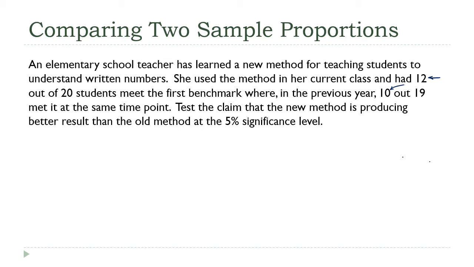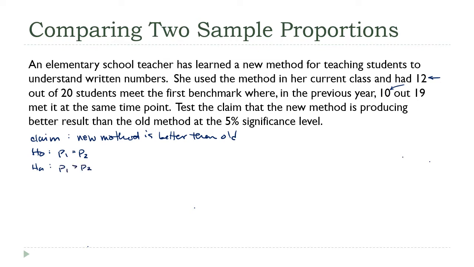All right, so now I know that what I need to do is come up with my test statistic. But first, let's be clear what we're looking for. The claim here is that the new method is better than the old. So what are our two hypotheses? Well, our null hypothesis is always that the two proportions are equal. And our alternative hypothesis will be that the new method is better, which you note matches the language of the claim.